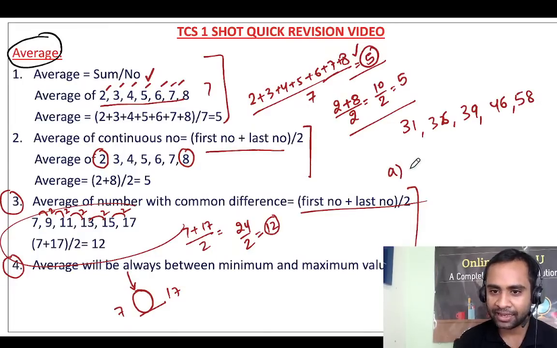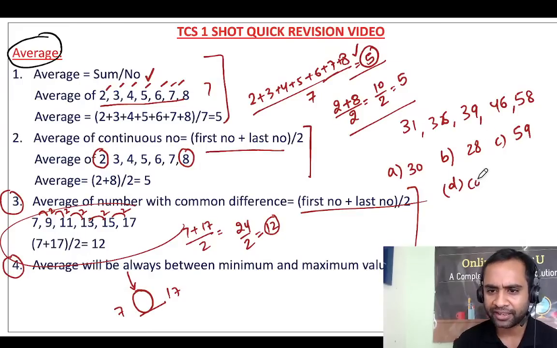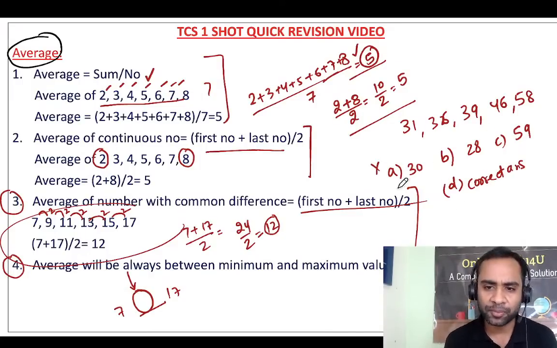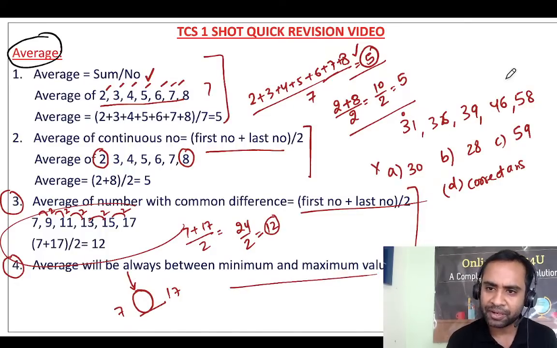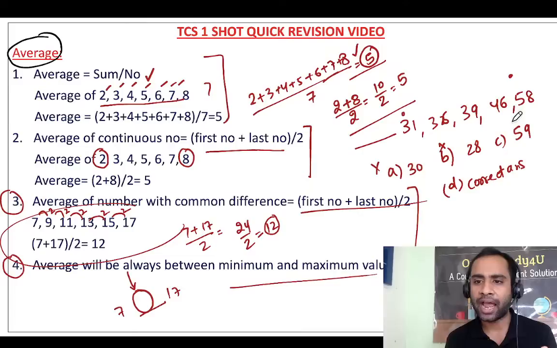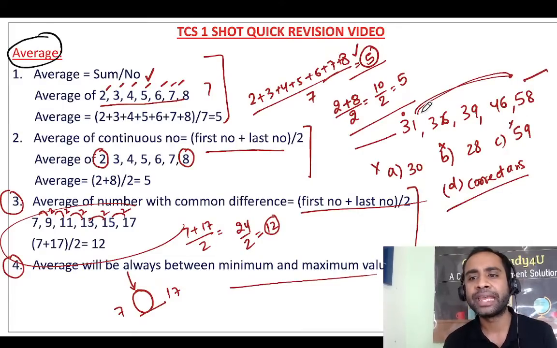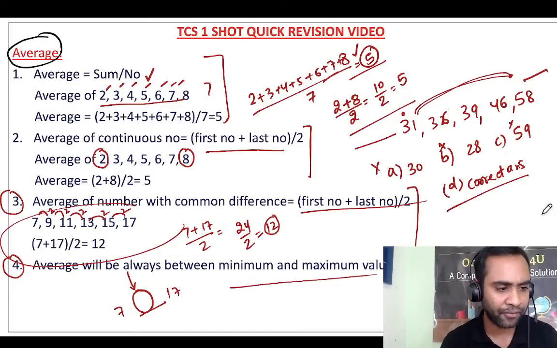Now option A is 30, option B is 28, option C is suppose 59, and option D is suppose the correct answer. Sir, this cannot be the average, because as you said, average will always be between the minimum and maximum number. This is lesser than this and this is more than this, so the average always has to be in between the numbers. Clear for everyone now?